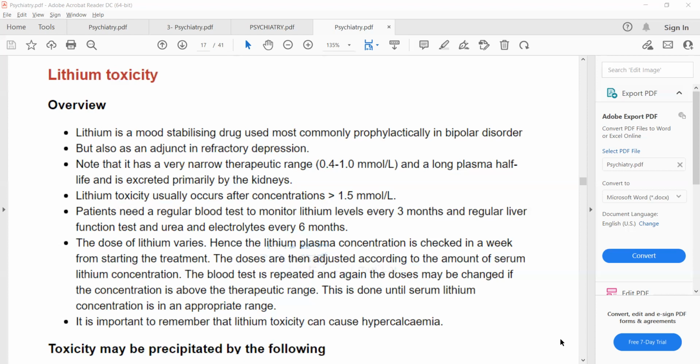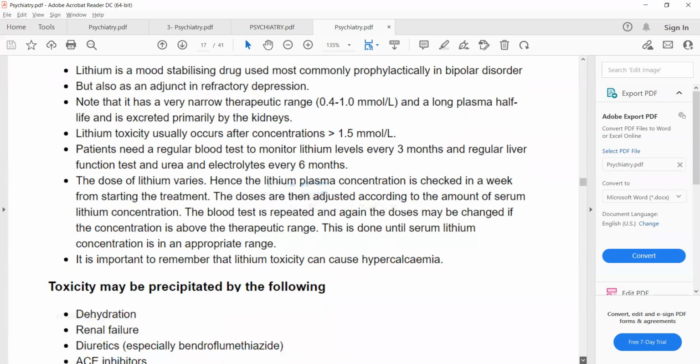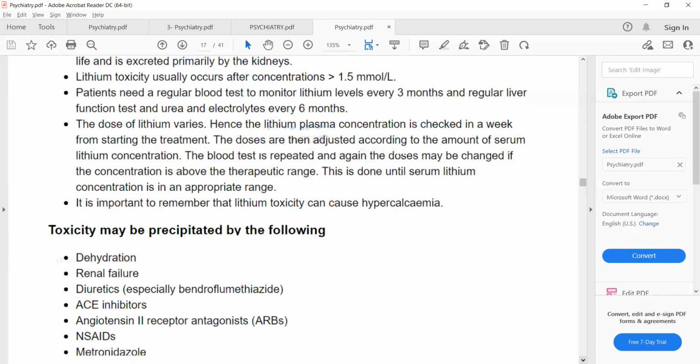So for a person on lithium for the treatment of bipolar affective disorder, we need to do 3 tests: serum lithium concentration every 3 months, and liver function tests and kidney function tests every 6 months. Remember that lithium can stimulate the parathyroid hormone, and excessive secretion of parathyroid hormone can occur, which can lead to hypercalcemia.